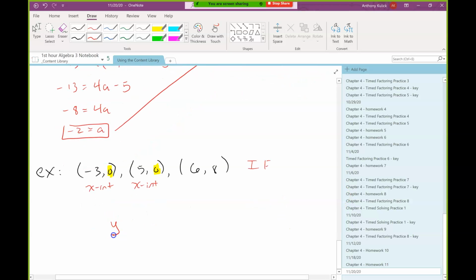So remember, the equation for intercept form is y equals a times x minus p times x minus q. And the lovely part is that the values for my p and q are just the values for my x-intercepts. So I can plug those in straight away.